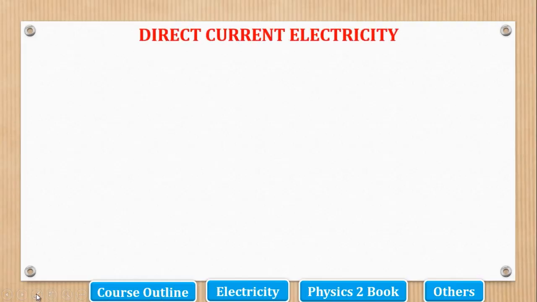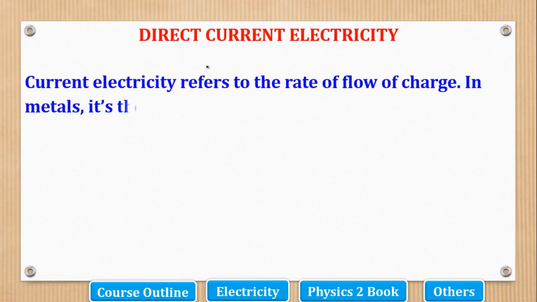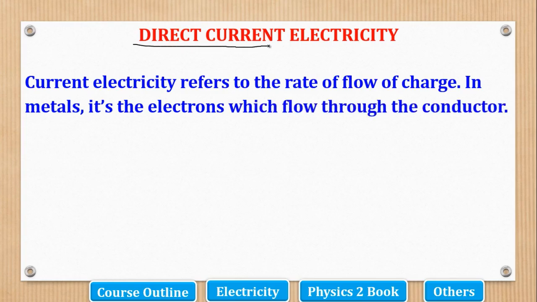So now we can start our topic. Direct current electricity, or we can call it DC. This direct current can be abbreviated as DC. Current electricity refers to the rate of flow of charge. So rate of flow of charge is current electricity.